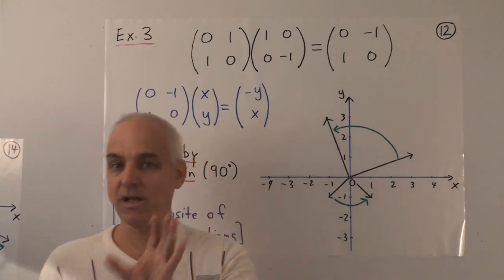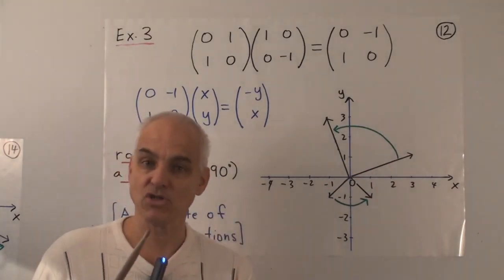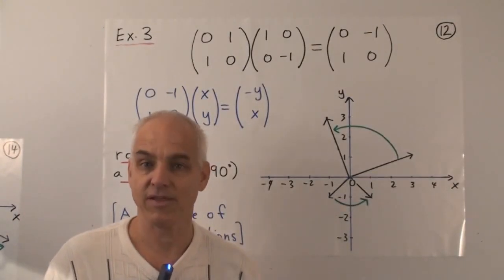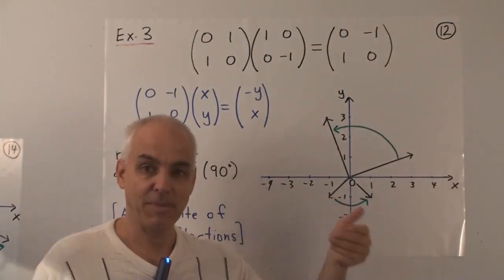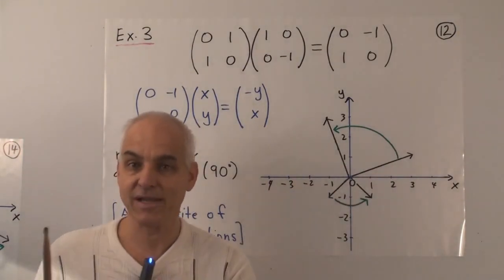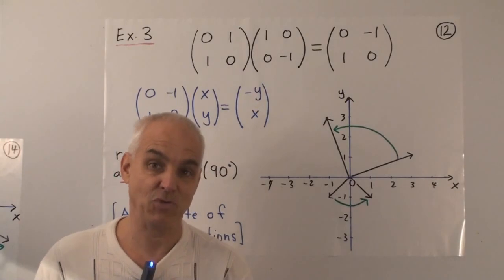The matrix multiplication corresponds to composing transformations. How important is that? That's very, very important. It means that the geometry of composition of transformations is directly linked to the arithmetic of the 2 by 2 matrices.